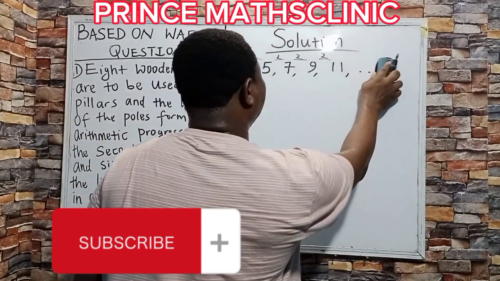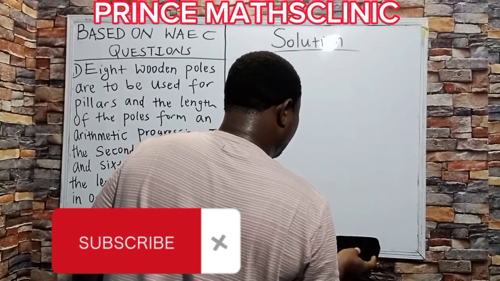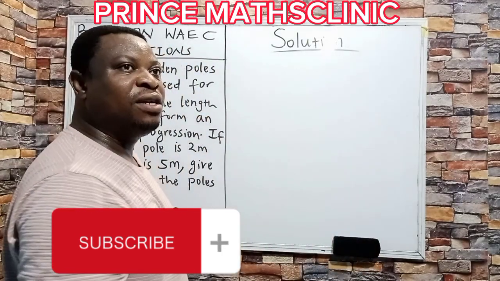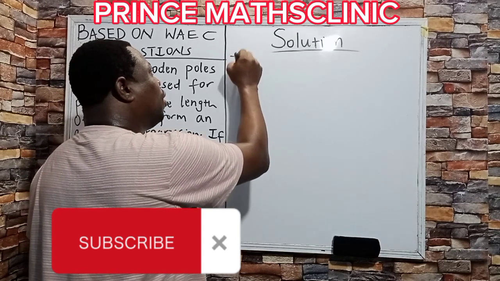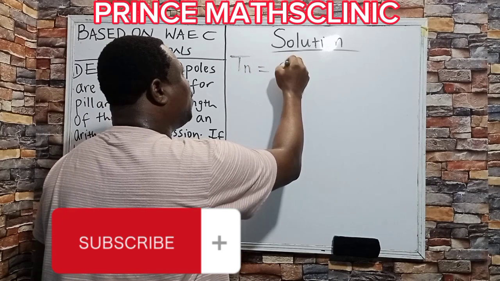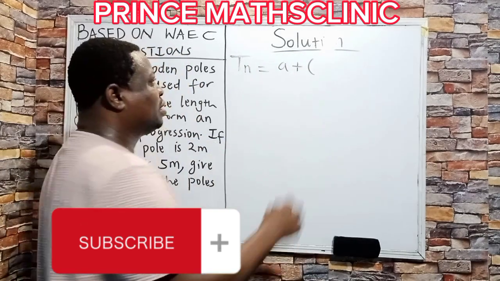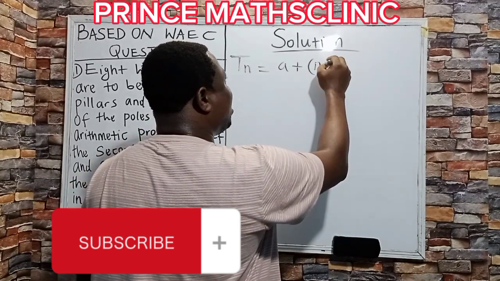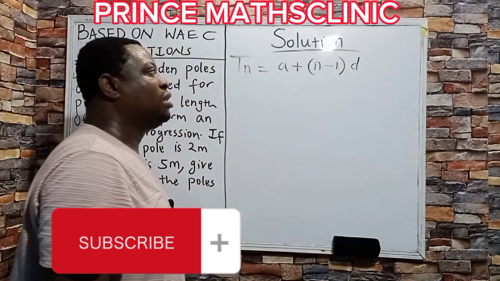Now, let's apply the knowledge of this in deriving a formula. To get the nth term of any arithmetic progression, it will be the first term plus the number of the term that we want. Let us call that term n. You subtract 1, then you multiply by the common difference.